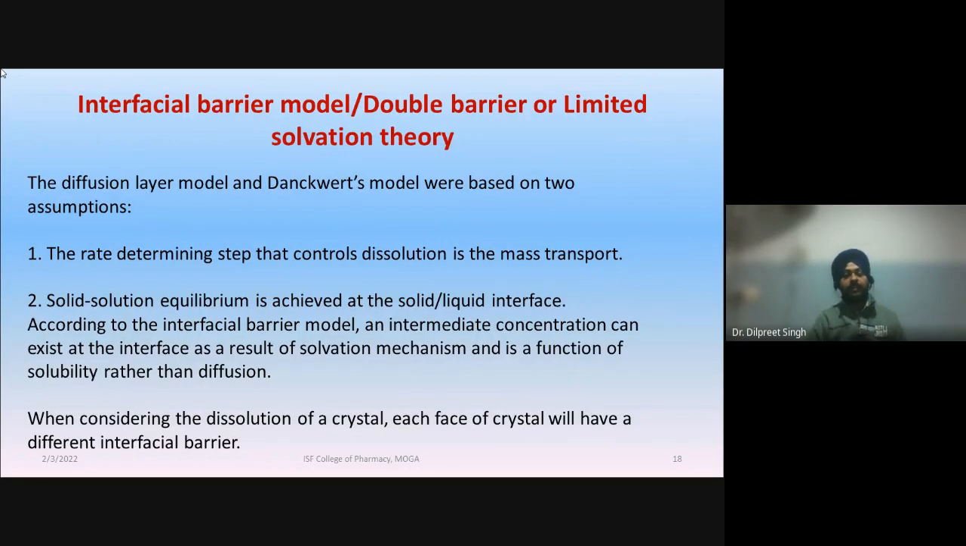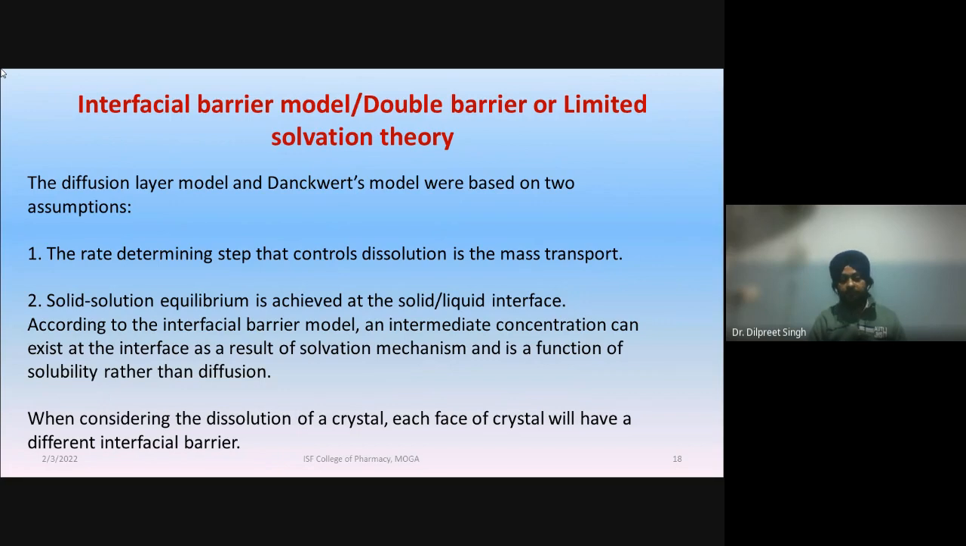The third theory is the interfacial barrier model, also called the double barrier or limited solvation theory. The diffusion layer model or Danckwerts model were based upon two assumptions: the rate-limiting step that controls dissolution is mass transport, and the solid-solution equilibrium achieved at the solid-liquid interface is always directly proportional to the solubility.